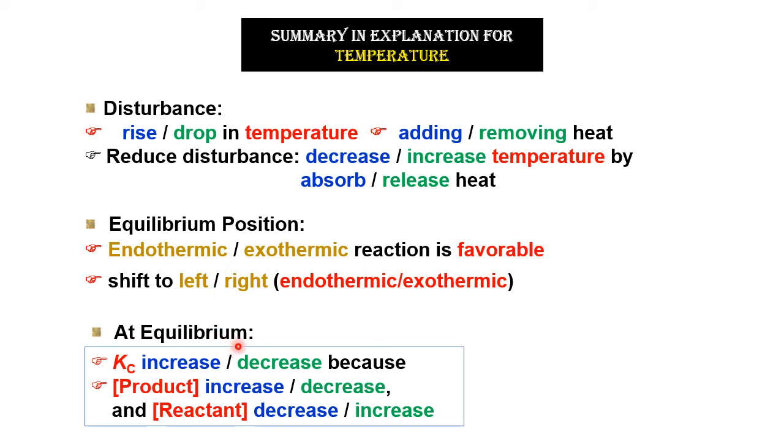And then for sure, the Kc value will change, because the only factor that affects the Kc and Kp value is temperature. If the Kc value increases, it means the concentration of the product increases and the concentration of the reactant decreases. If the Kc value decreases, it is due to the concentration of product decreasing and the concentration of reactant increasing. So always check whether the enthalpy is positive or negative. If positive, endothermic. If negative, exothermic.